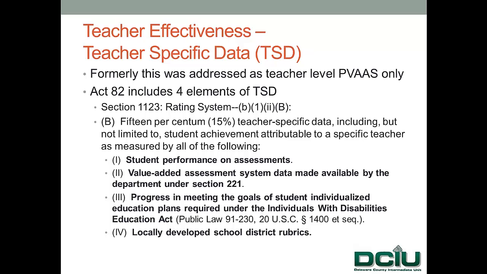So, teacher-specific data. What is it? Formerly, this was addressed in the teacher-specific data 15% of a teacher's annual rating as the teacher PVAS measure. But in Act 82, there are actually 4 elements of teacher-specific data, and what you see in front of you now is straight from Act 82, from Section 1123 about the rating system. 15% of teacher-specific data includes those following 4 components.